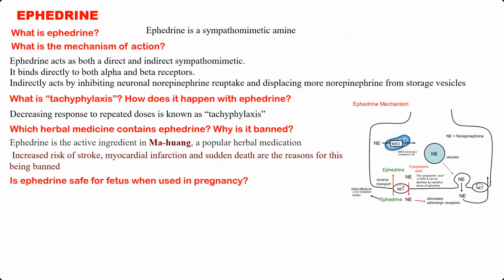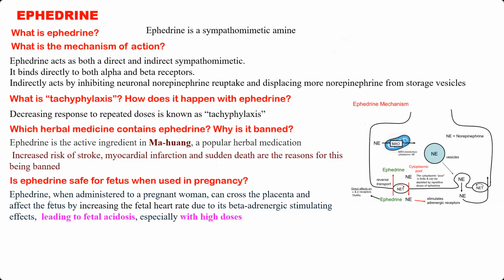It crosses the placenta and can affect the fetus by increasing fetal heart rate due to its beta adrenergic stimulation effect, leading to fetal acidosis with high doses. So if you keep on repeating more than 30 milligrams to control or improve the hypotension, then it can result in fetal acidosis. So try to avoid too much ephedrine. If it is not responding, switch over to some other type of vasopressor instead of giving more and more ephedrine.